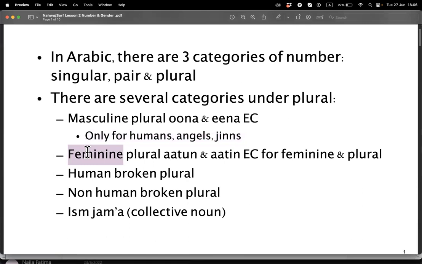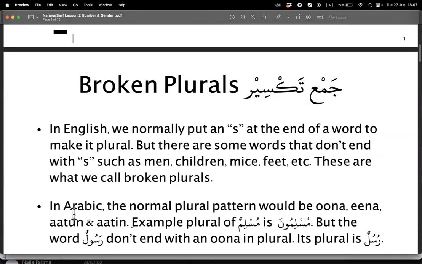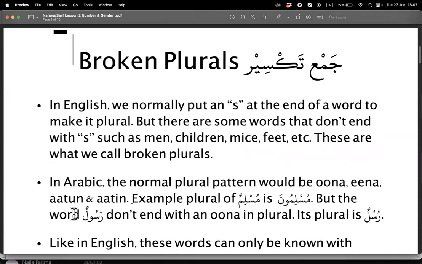And then we have also broken plurals, human and non-human broken plurals. We will talk about it. And we also have Ism Jama. So you see una, ina, you know that is masculine plural. You see atun, atin, you know that is feminine plural. Of course, ani, aini, tani, tayni, you know that is pair.